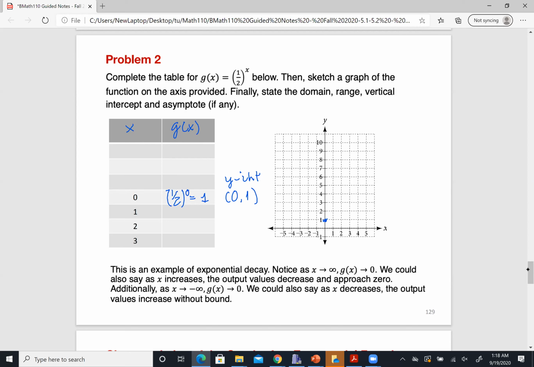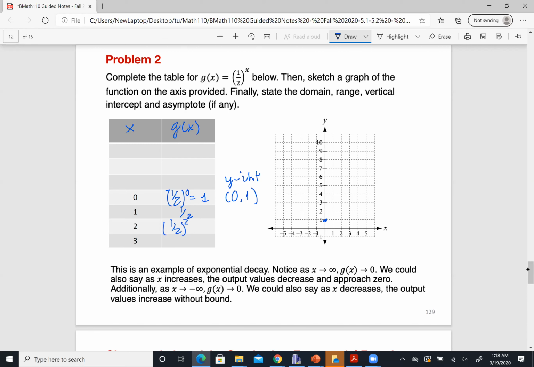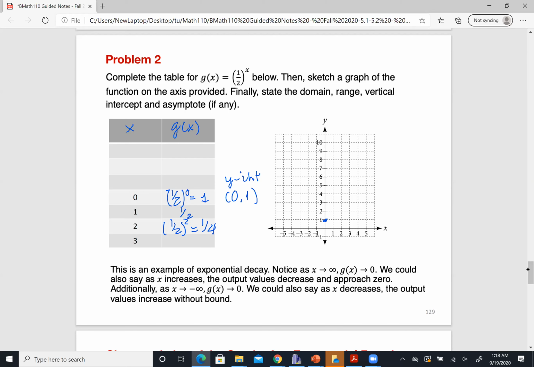If I have x equal to 1, what do I have? 1/2 over 1, and power 1 still stays as 1/2. Then 1/2 to the power 2 is going to be equal to 1 over 4, right? Because 1 squared is 1, 2 squared is 4, right? So 1 over 4.